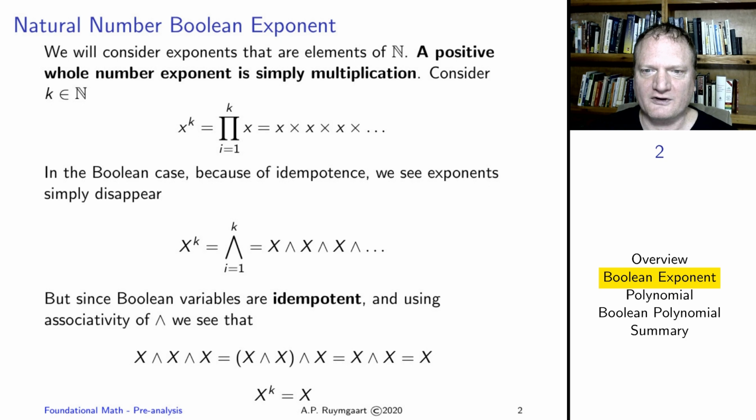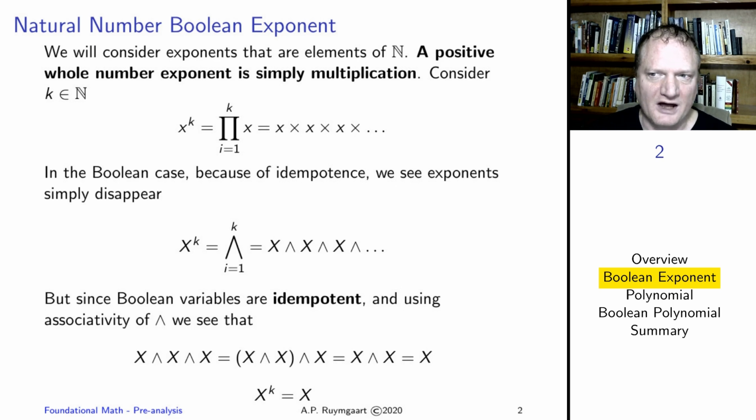Now, there's something very interesting arising from the idempotence that we talked about. Since Boolean variables are idempotent, and using the associative property of the AND operation, remember x times x for Boolean numbers, or x and x, equals x. It's idempotent. So we can do either one of the x times x's first. They disappear because x times x is x. We can do this as many times as we like. So because of idempotence and the associative property, x to the k in Boolean numbers is simply x, and this is true for all Boolean numbers.